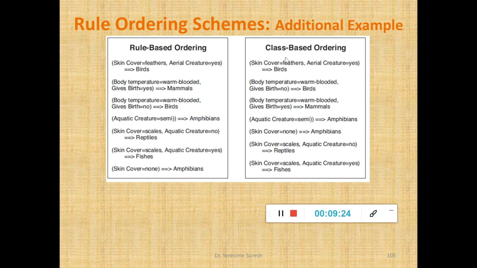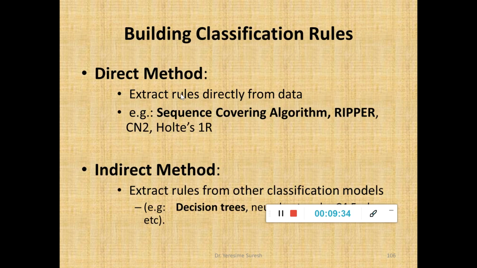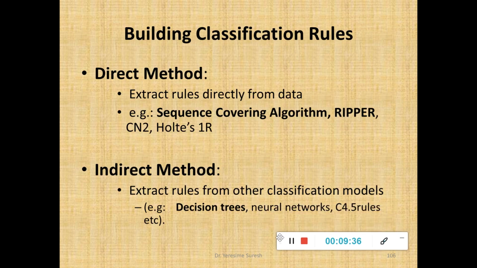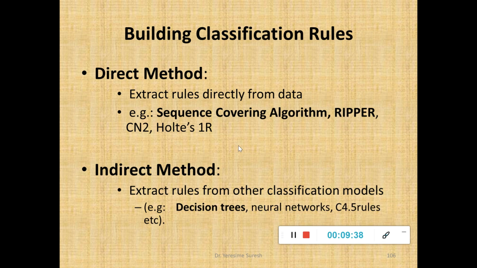So basically, in class based ordering, target functions or class labels having the same class value are grouped together. In rule based ordering, rules are grouped based on the rule coverage or accuracy. Fine. Next we'll see how to build classification rules.